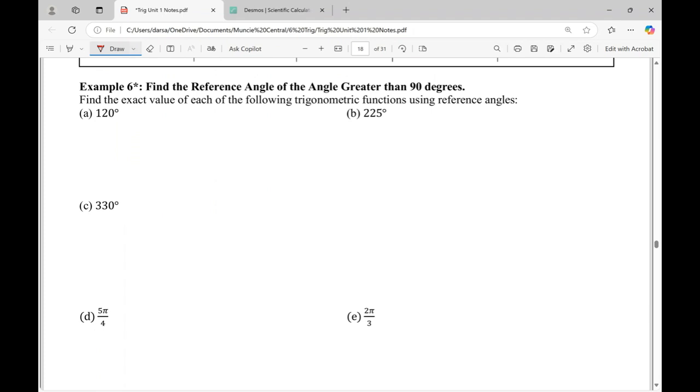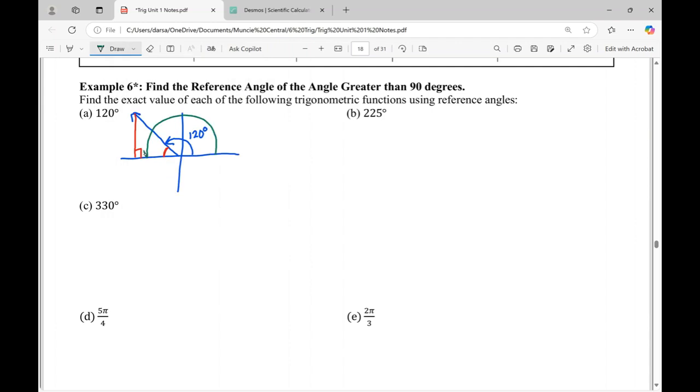So let's draw the angle 120 degrees. 120 degrees is between 90 and 180, so it's an angle out here in the second quadrant. Now, in order to find the reference angle, I'm going to drop a perpendicular line to the x-axis and create an acute triangle. This little bit right here in red is the reference angle for 120 degrees. And we need to know, how big is that?